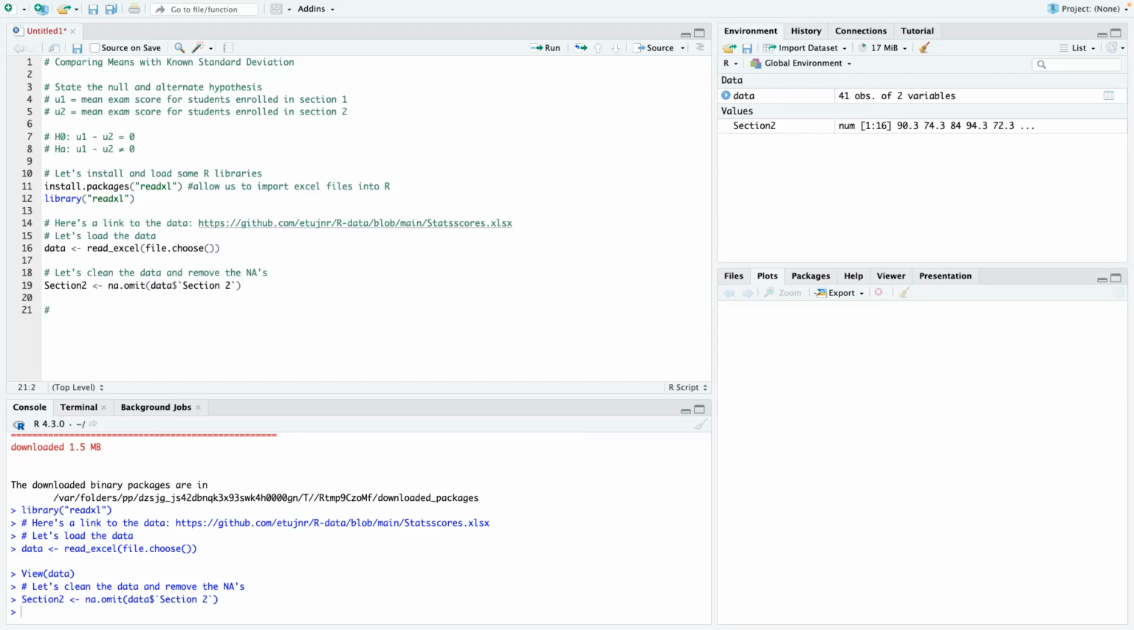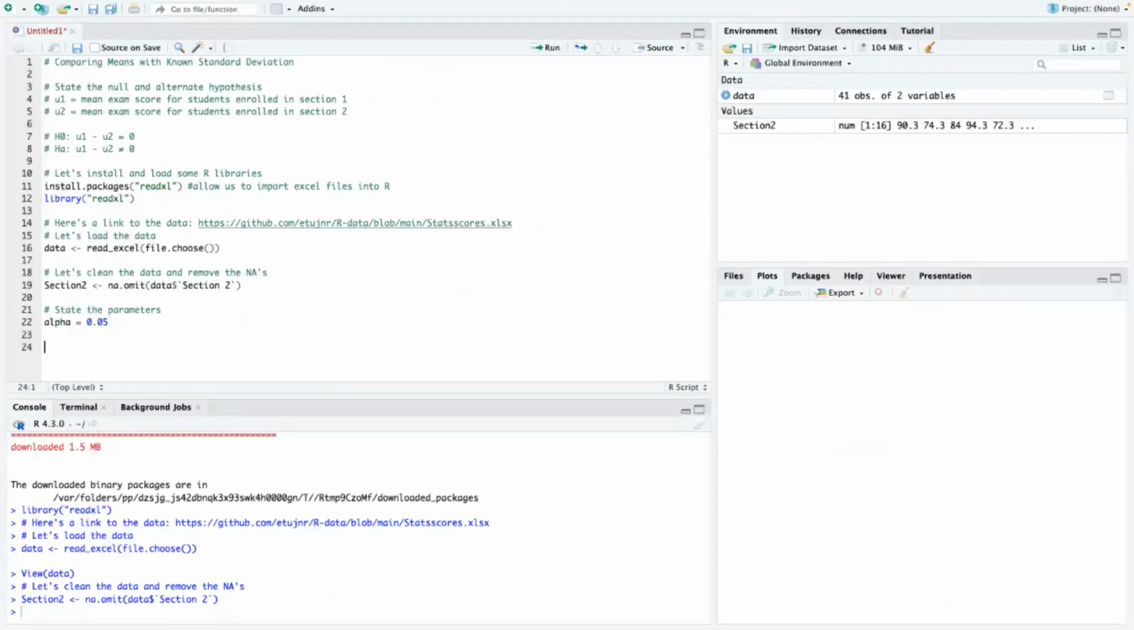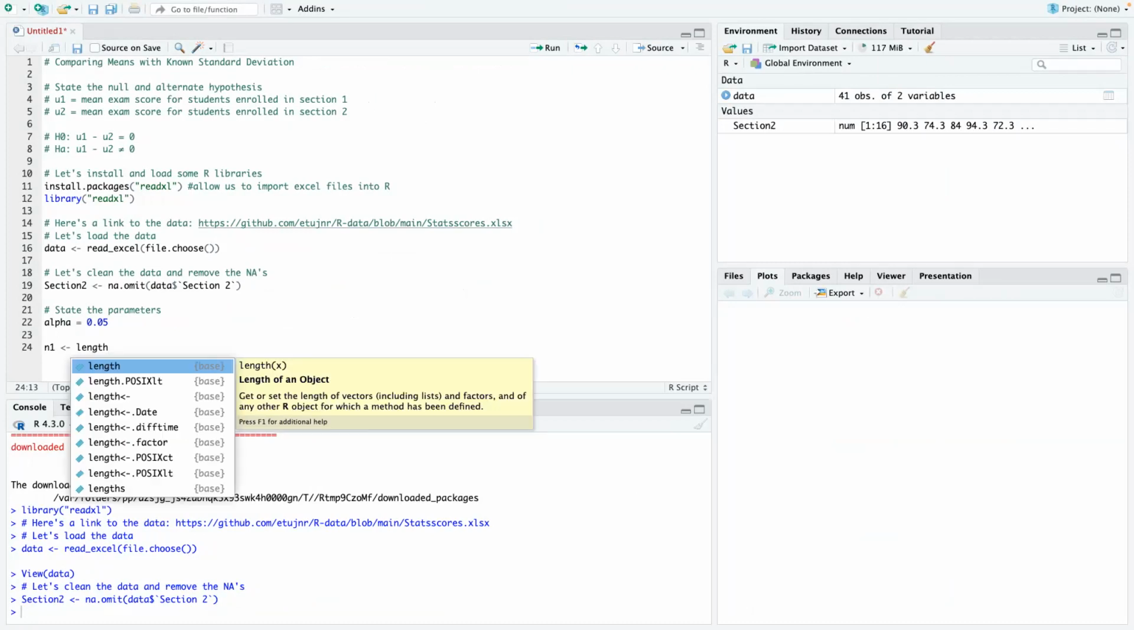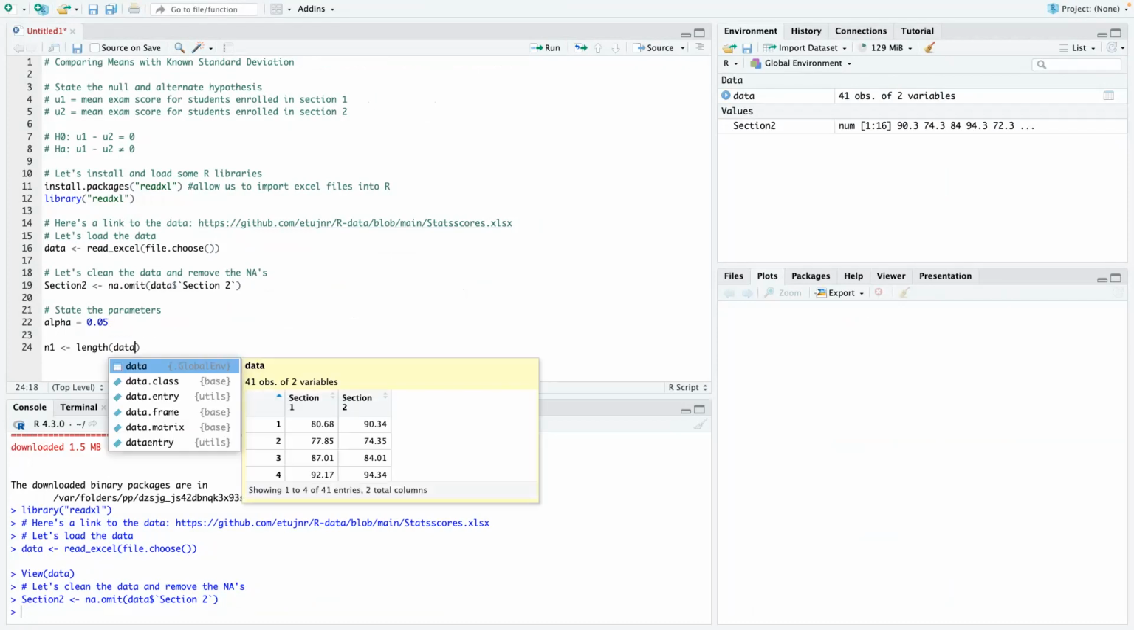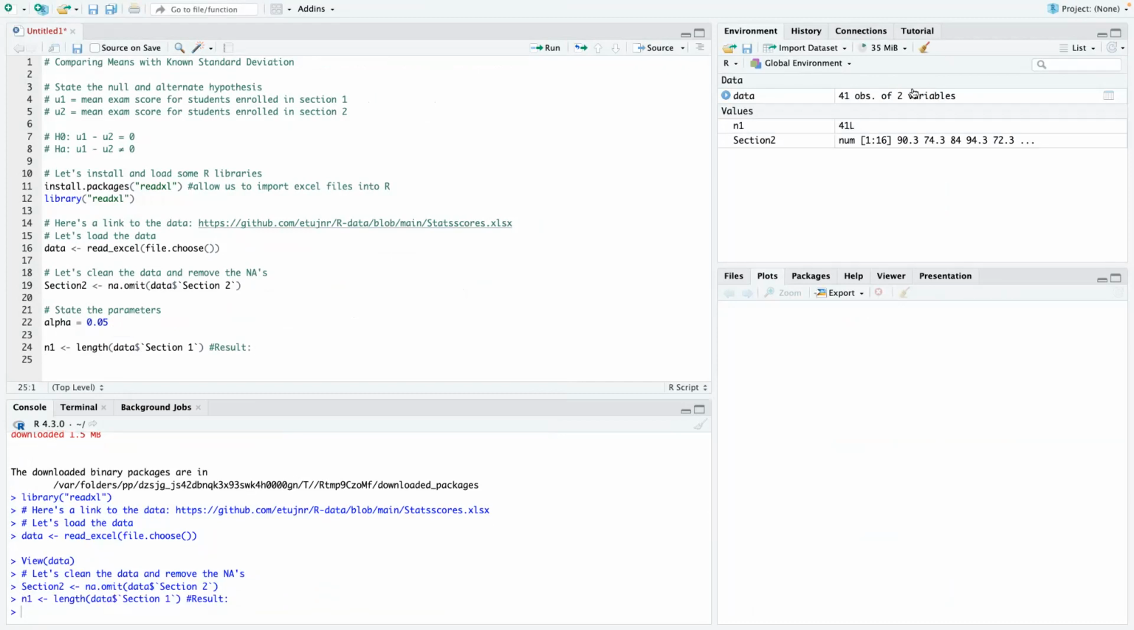So now let's go ahead and state the parameters, right? Our first parameter is alpha, which the question gives to us as 0.05. So you can see it here, significance level, 0.05. Our next parameter is to count the number of rows that we have, because that's our sample size. N1 is the sample size. So I'll use length, which allows us to count the number of rows, then data$ section 1. This gives us the number of samples we have in section 1. If I run that, you can see we have 41 rows, so our sample size for the first section is 41. I can just write here 41 samples.